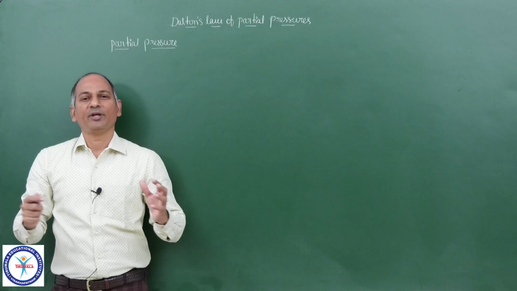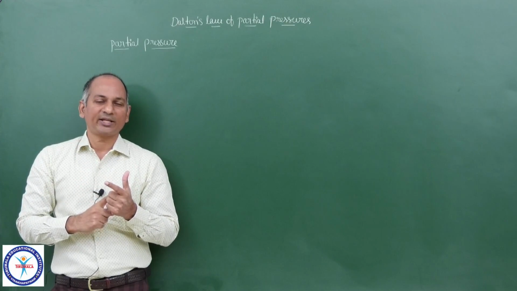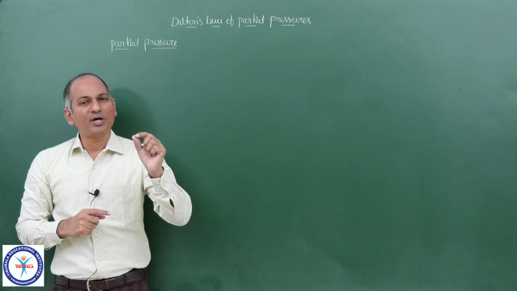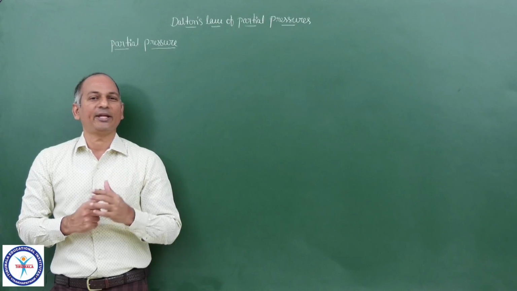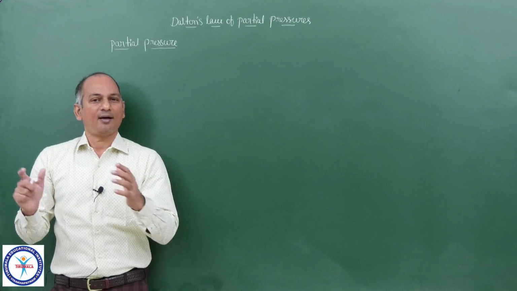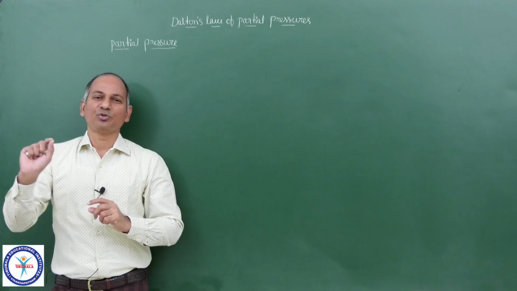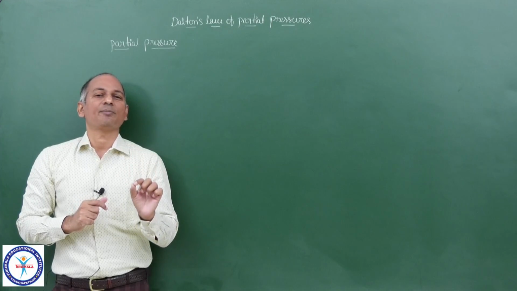Suppose in the atmosphere we have oxygen, nitrogen, carbon dioxide, if you take the major gases. So what is the pressure due to oxygen in the atmosphere? See, the total pressure of atmospheric air is 1 atm at sea level under normal conditions. But what is the pressure due to oxygen? What is the pressure due to nitrogen? What is the pressure due to CO2? So these are the partial pressures.